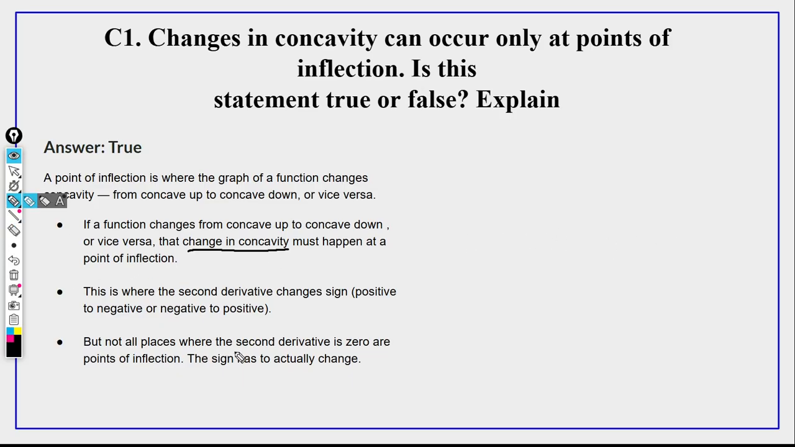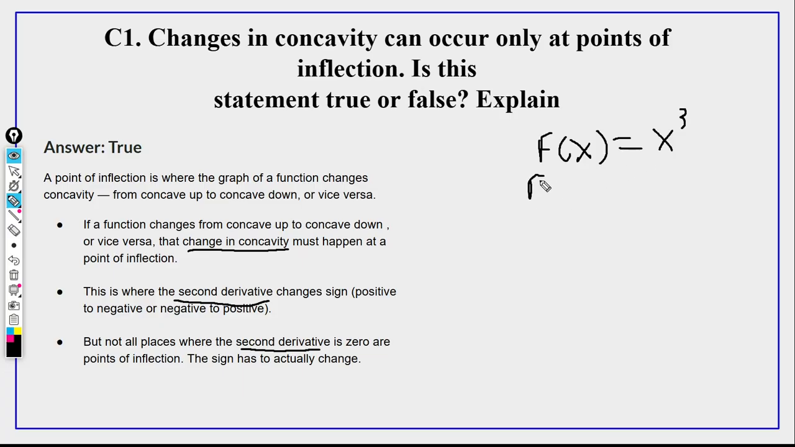But not all places where the second derivative is 0 are points of inflection. The sign has to actually change. Okay, let's show that. I have an example. So if it's f(x), right? By the way, don't forget this is the second derivative. Okay, f(x) equals x^3.